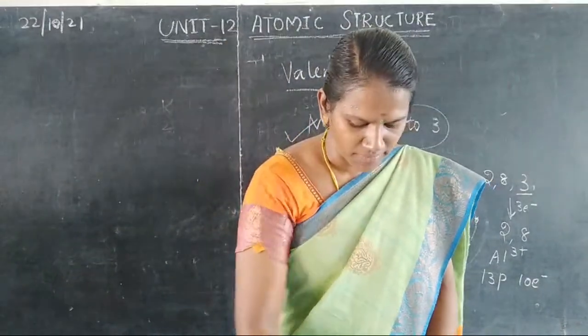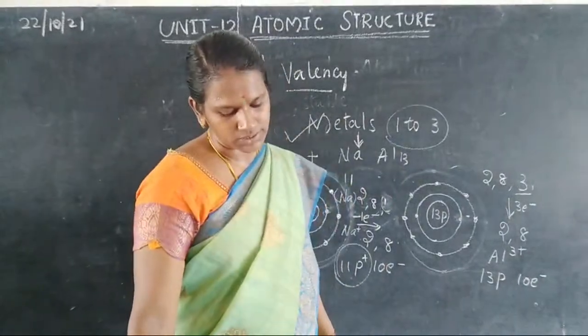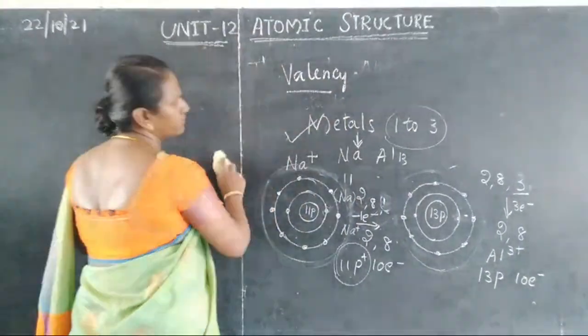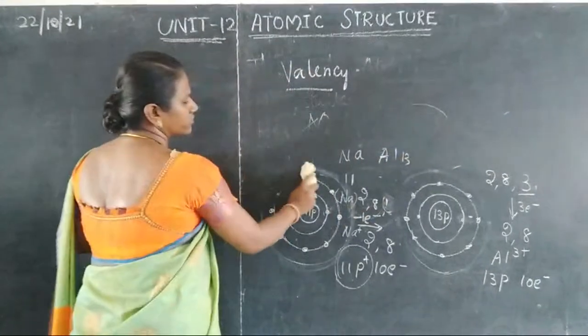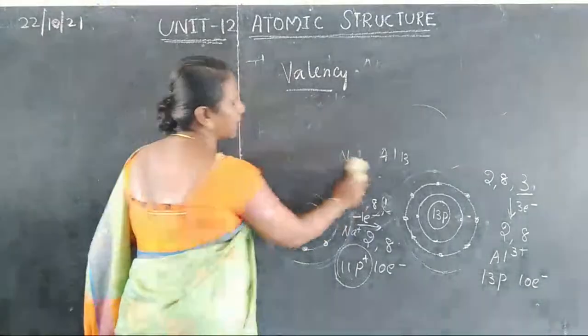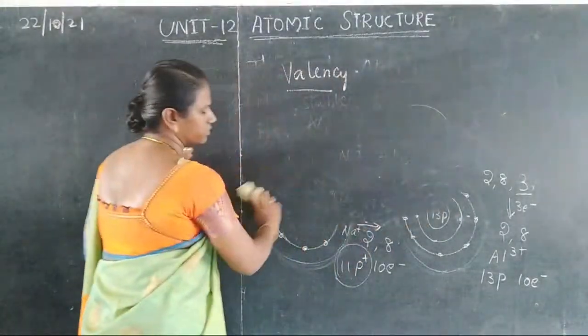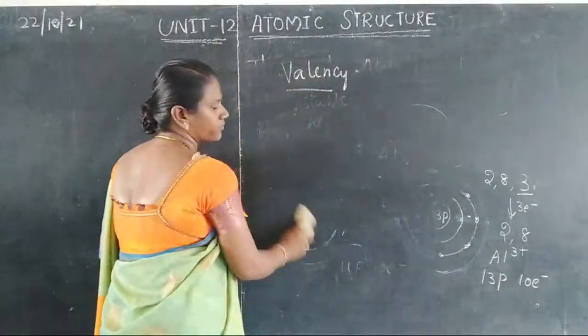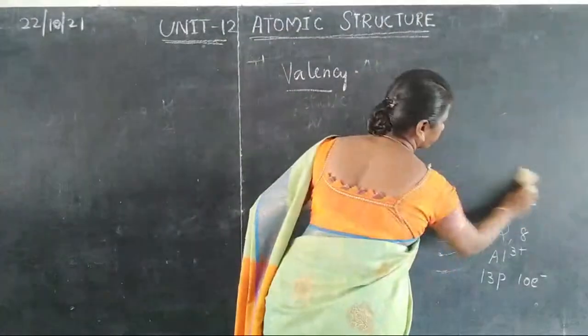Now, so far we have discussed the metals. This is an example of atoms which lose electrons, which forms positively charged ions.